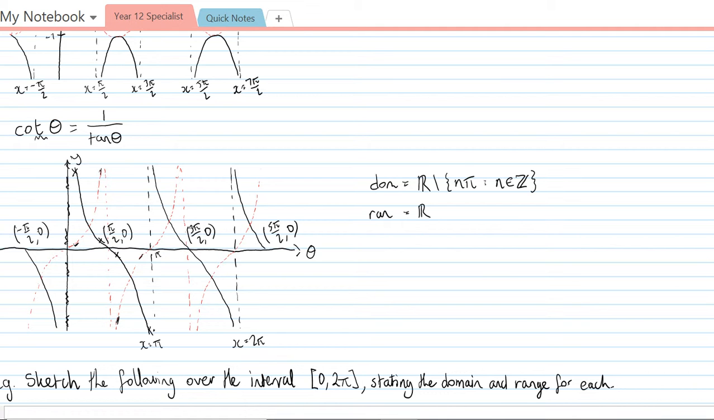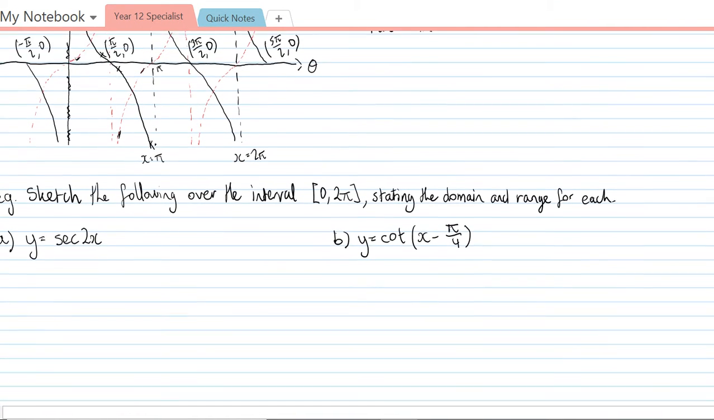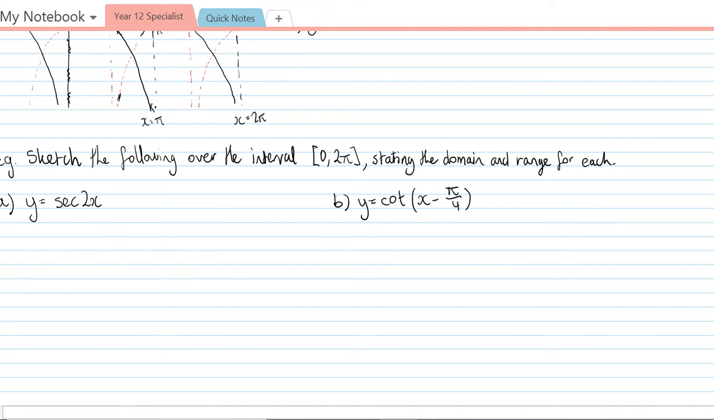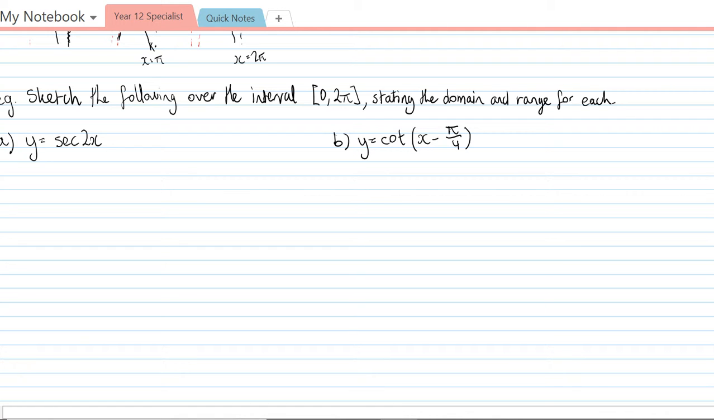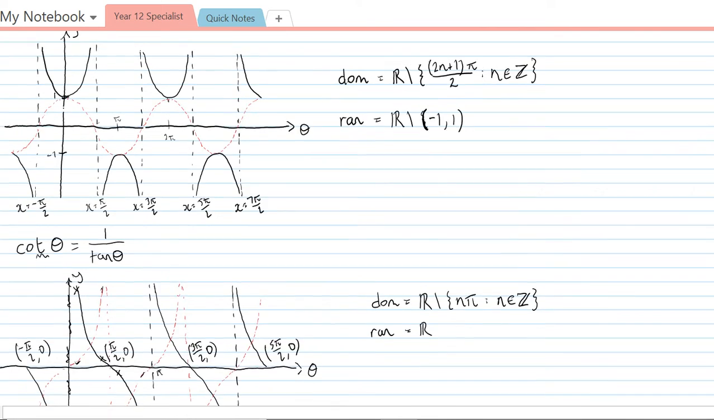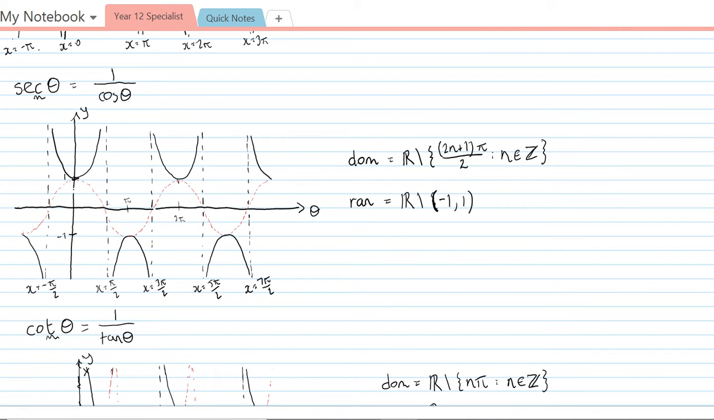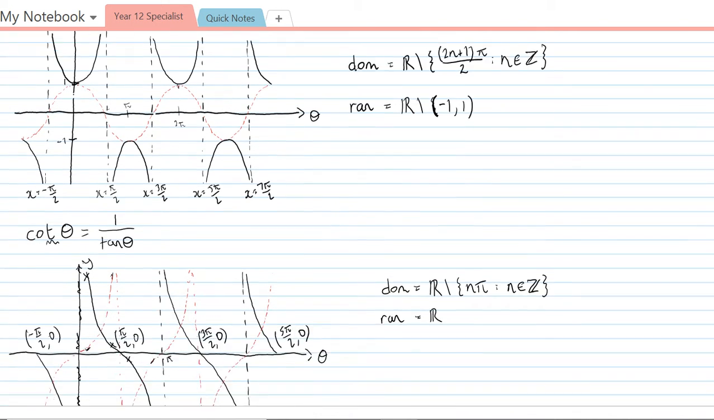Alright, so if we just scroll down a bit further, sketch the following over the interval 0 to 2 pi, stating the domain and range for each. So y equals sec 2x. Well, that 2 is going to be a dilation by a factor of half from the y-axis, so the graph should be half as wide as it was originally. If I scroll back up just to have a look at the graph of sec, it still takes 2 pi to go through a full cycle, so it should only take pi to go through a full cycle this time.